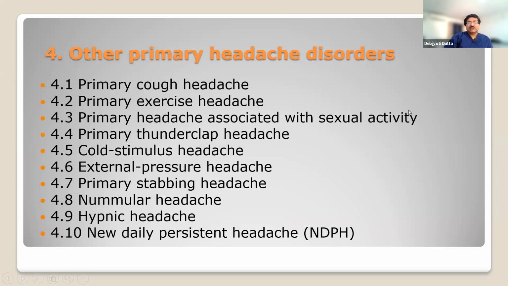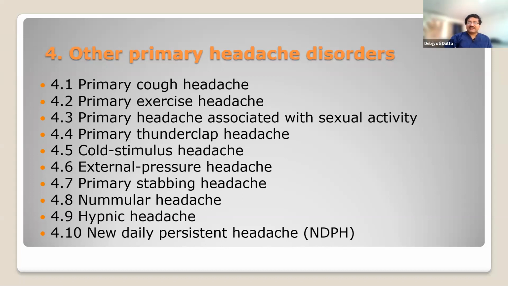And these are the other primary headache disorders. In group 4, I have not explained there because there is a long list. Like primary cough headache, primary exercise headache, primary headache associated with sexual activity, cold stimulus headache, external pressure headache, primary stabbing headache, nummular headache, hypnic headache, new daily persistent headache. So all these are grouped together under the other primary headache disorders, or group 4.